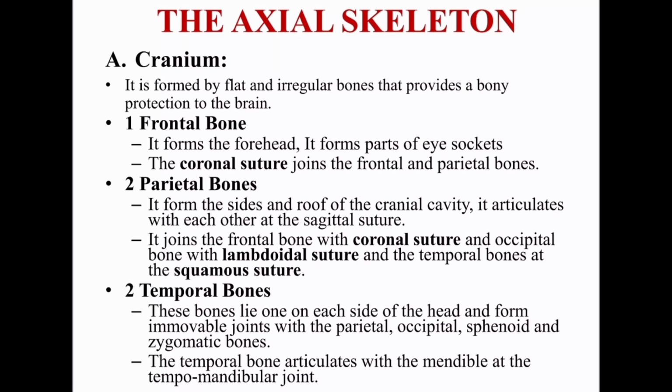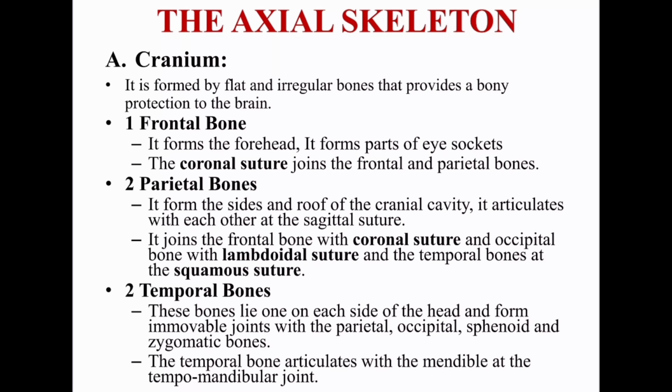The two parietal bones form the sides and the roof of the cranial cavity. They articulate with each other at the sagittal suture. The coronal suture joins the frontal and the parietal bones, the lambdoidal suture joins the occipital bone, and the squamous suture joins the temporal bone.